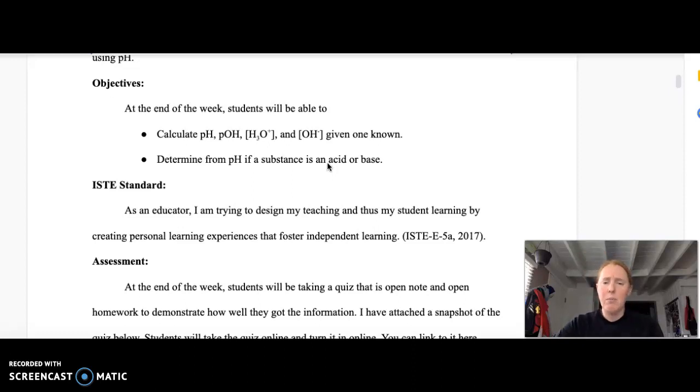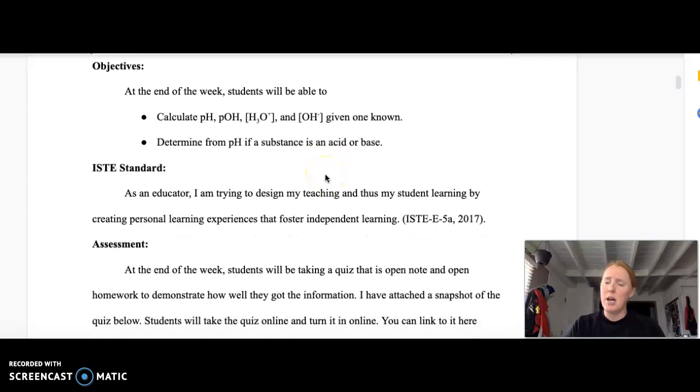As far as formats of assessments, there was not a ton. I did homework, they did that PhET simulation, and they had a quiz at the end. So there were three different ways, but I'd like to branch out and take it a little bit further next time and go a little deeper.